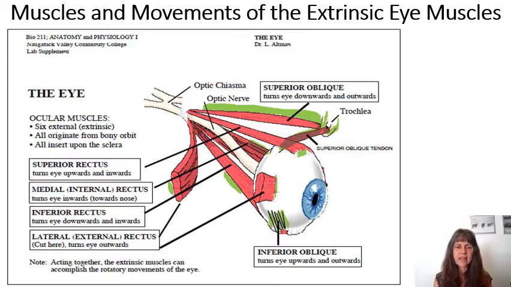The medial rectus and lateral rectus are pretty easy. They just go straight medially or straight laterally. Superior rectus is superior, slightly medial. Inferior rectus is inferior, slightly medial. The superior oblique moves the eyeball inferiorly and laterally, and inferior oblique moves the eye superiorly and laterally.